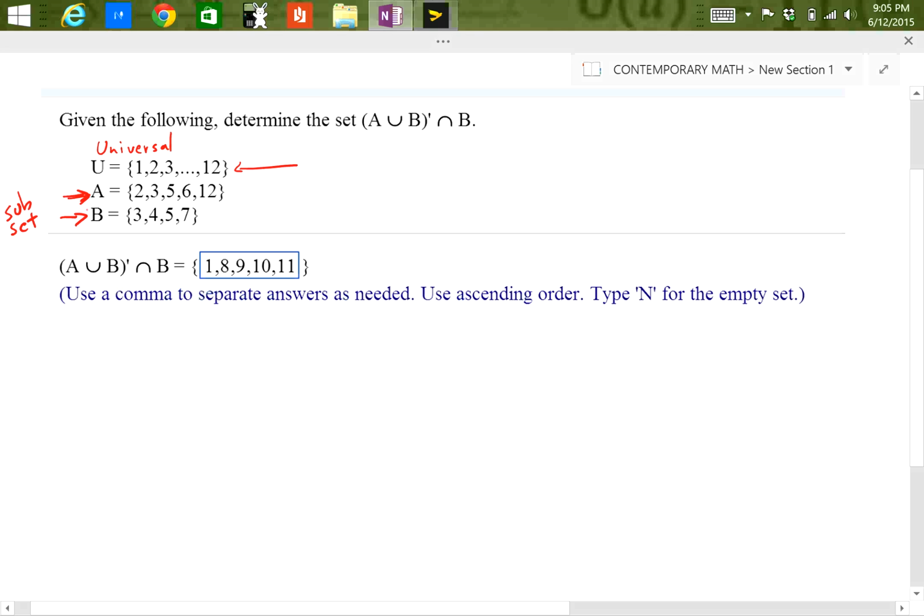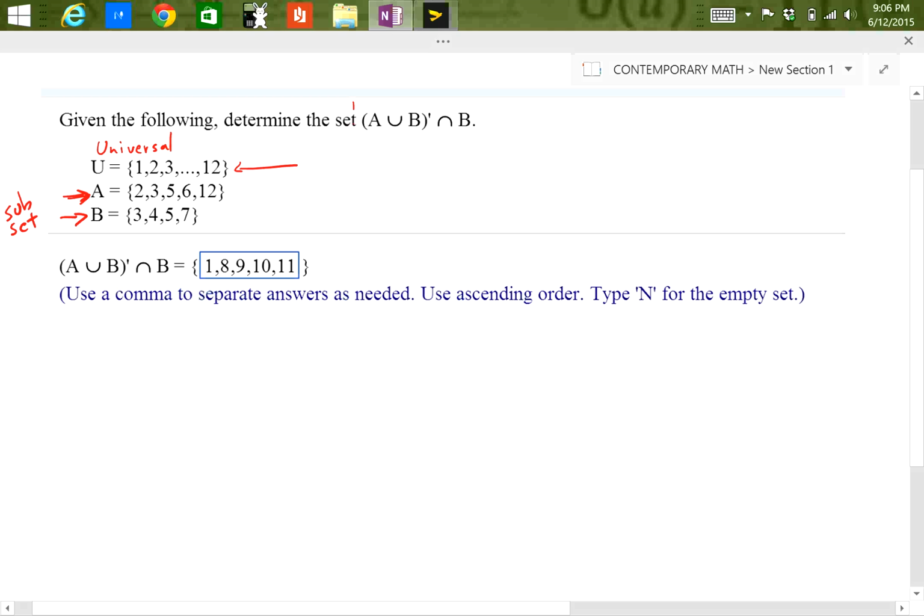So set A only contains 2, 3, 5, 6, and 12. Notice all of those are in the universal set, but not all of the numbers in the universal set are in set A. Likewise, set B is a subset of the universal set. It contains the numbers 3, 4, 5, and 7. It doesn't contain all of the numbers from the universal set. It only contains 4 of those numbers, specifically 3, 4, 5, and 7. So you have this universal set, which defines all the numbers we're considering, and then A and B are subsets of that universal set.